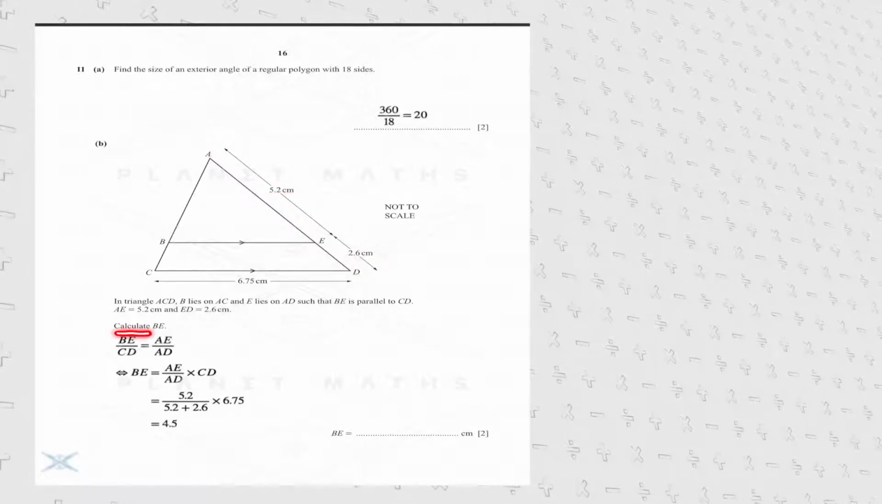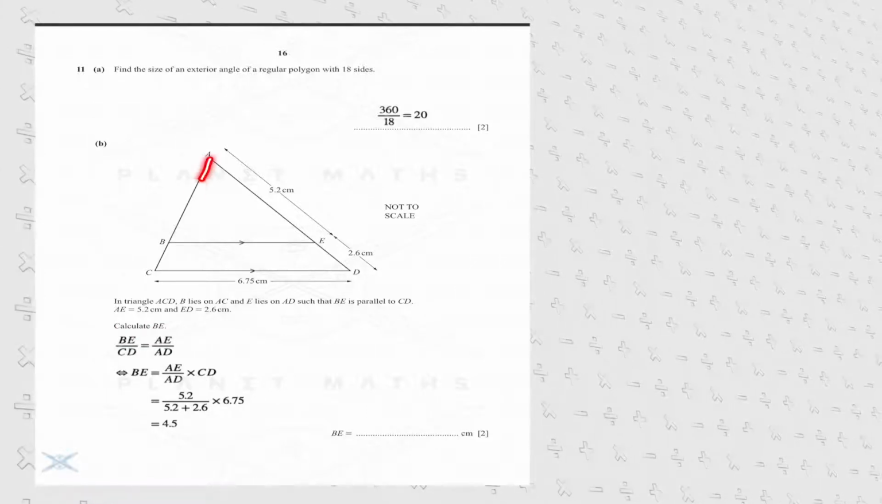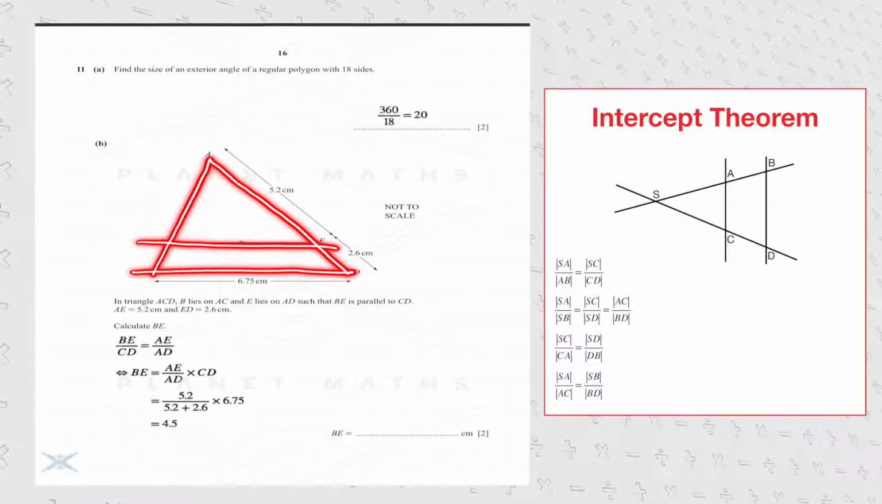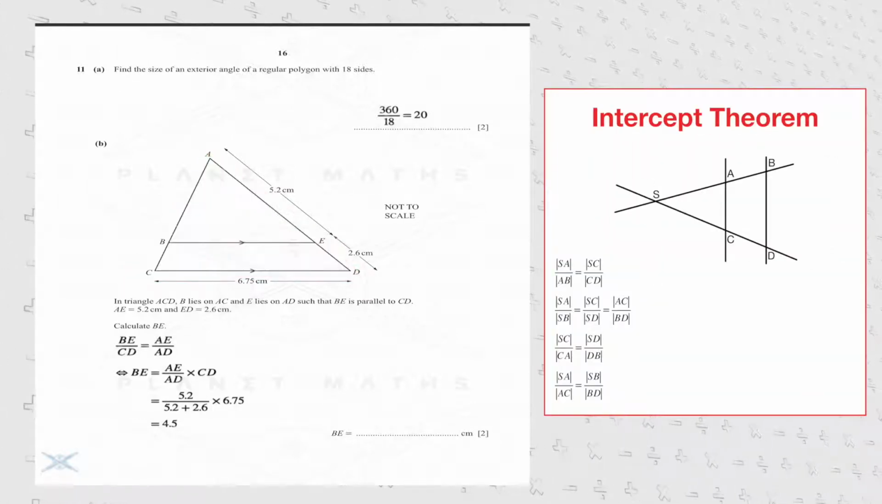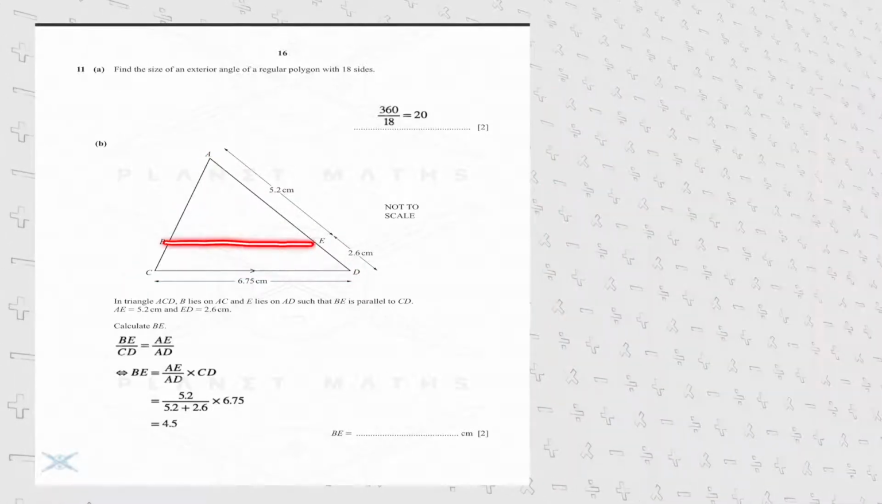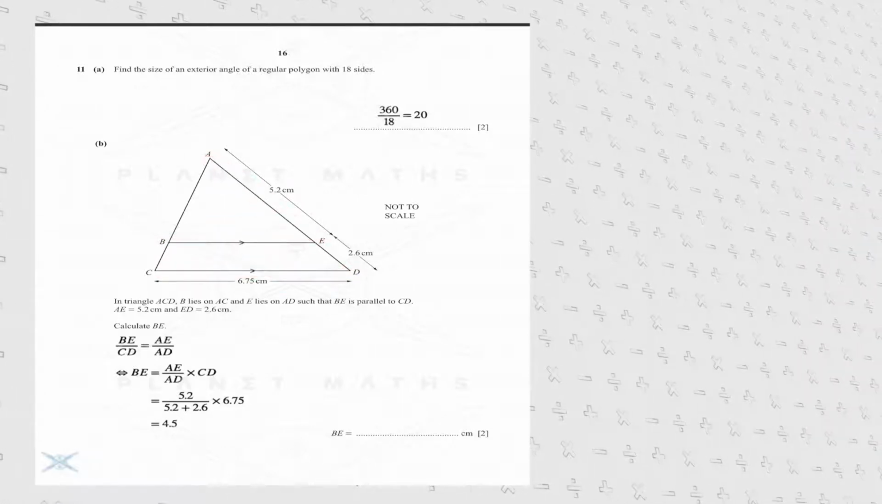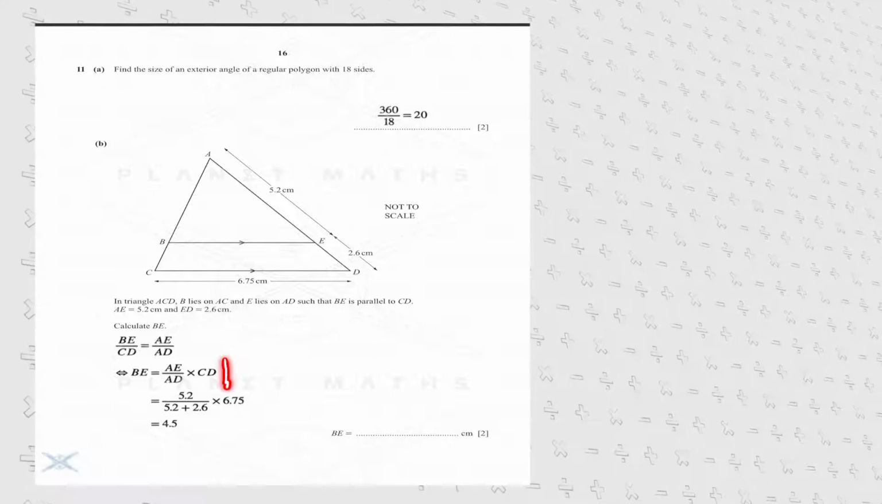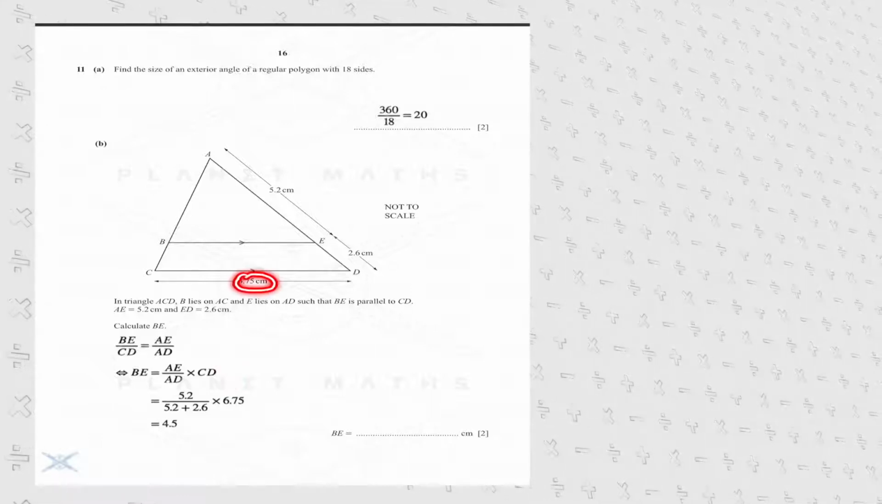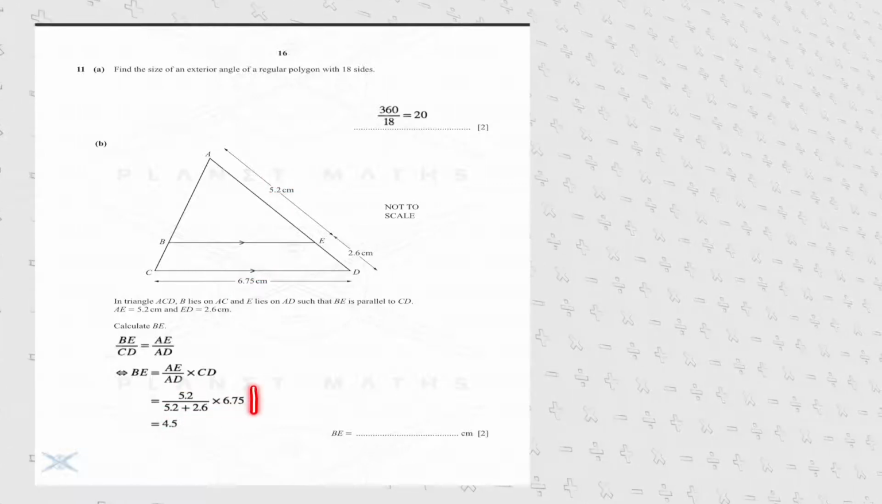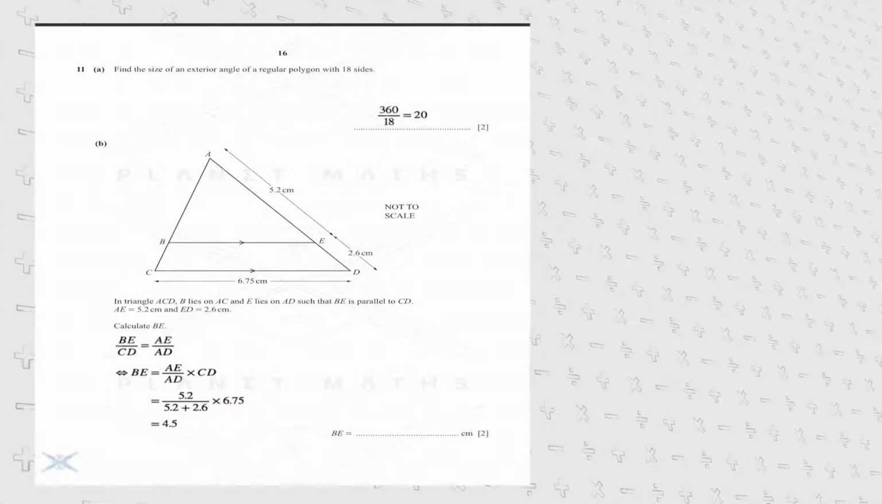We are supposed to calculate BE, since we are working within a diagram that contains 2 rays and 2 parallel lines. We can work with the laws of proportion as provided. Therefore, we can conclude that the ratio of BE and CD is equal to the one of AE and AD. Thereafter, we will rearrange the equation for BE and plug in the values for the sides accordingly. With the assistance of our trusted pocket calculator, we can conclude that the length of BE is 4.5 centimeters.